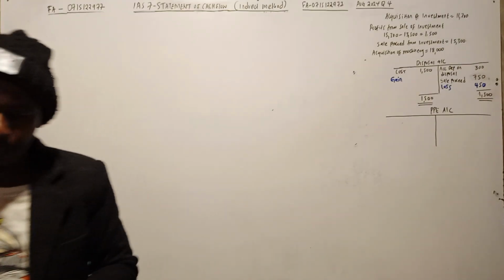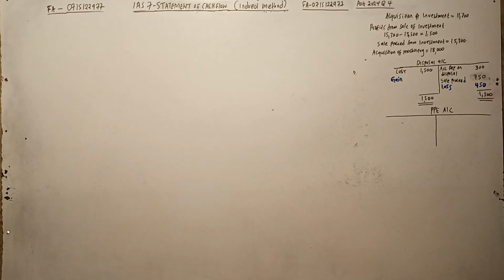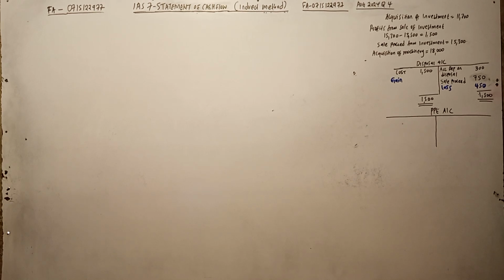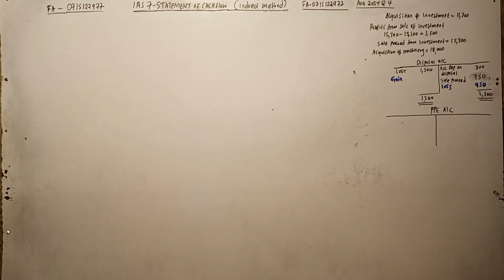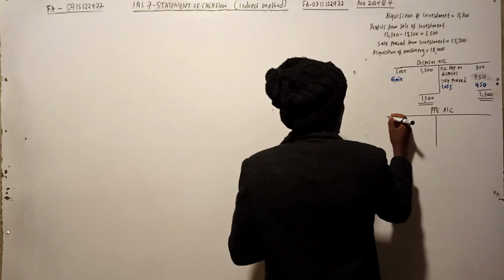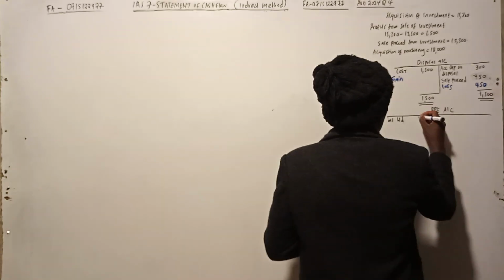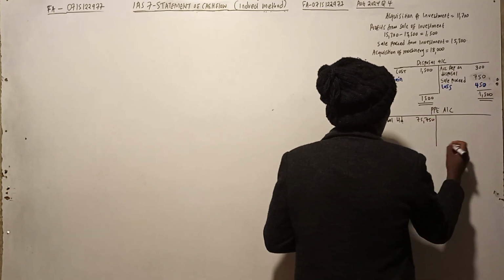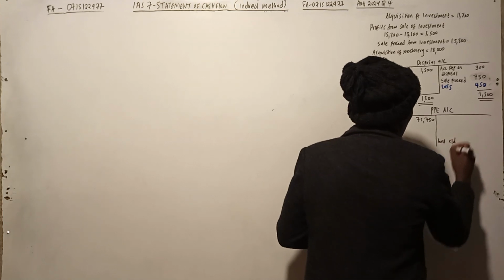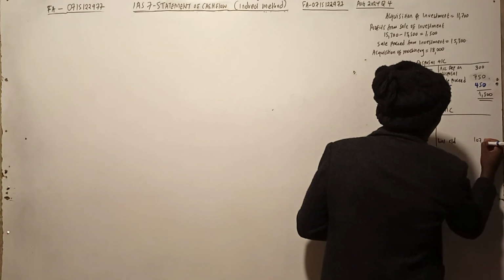So the item will be prepared on cost. We start with the balancing figure. The balance at the beginning for PPE, tunaenda kwa statement of financial position. The balance at the beginning is 75,750. Remember, these items are prepared on cost. Balance carried down 107,250.